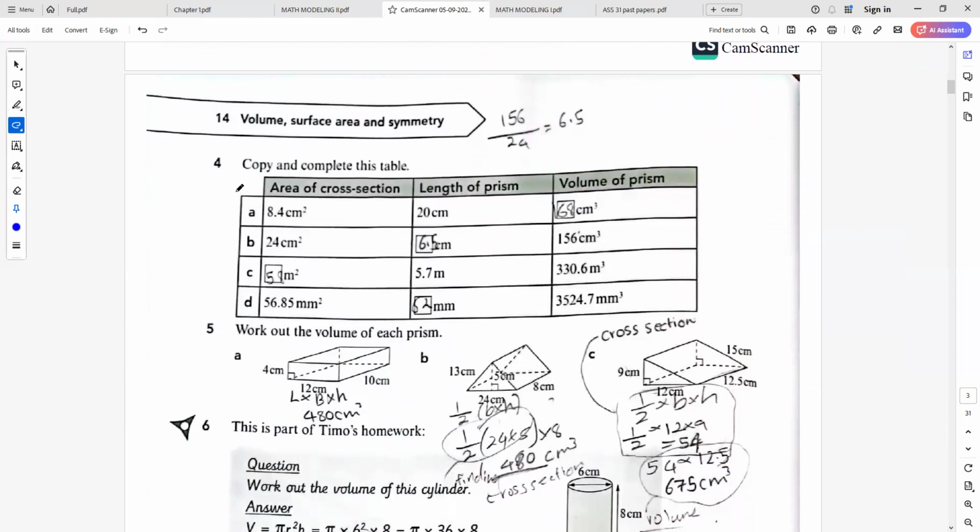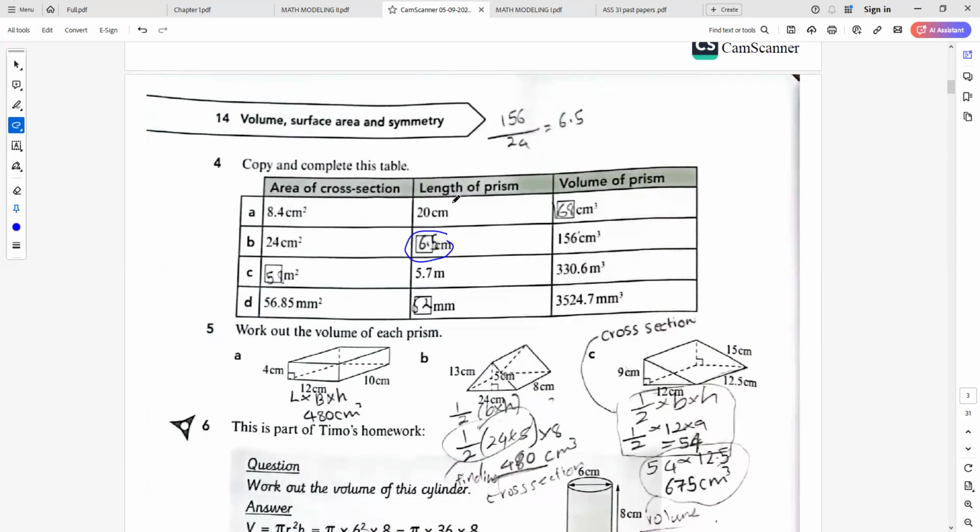Okay. Now we will move to the fourth question. Copy and complete this table. Area of cross section is given, length of prism is given, then volume of prism is missing here. So area of cross section into length of prism will give you volume. So you just want to multiply this and this. Now here volume of prism is given, area of cross section is given. So according to the equation, if you find out this, you have to divide this by this. So 156 divided by 24 will give you the length of prism, right?